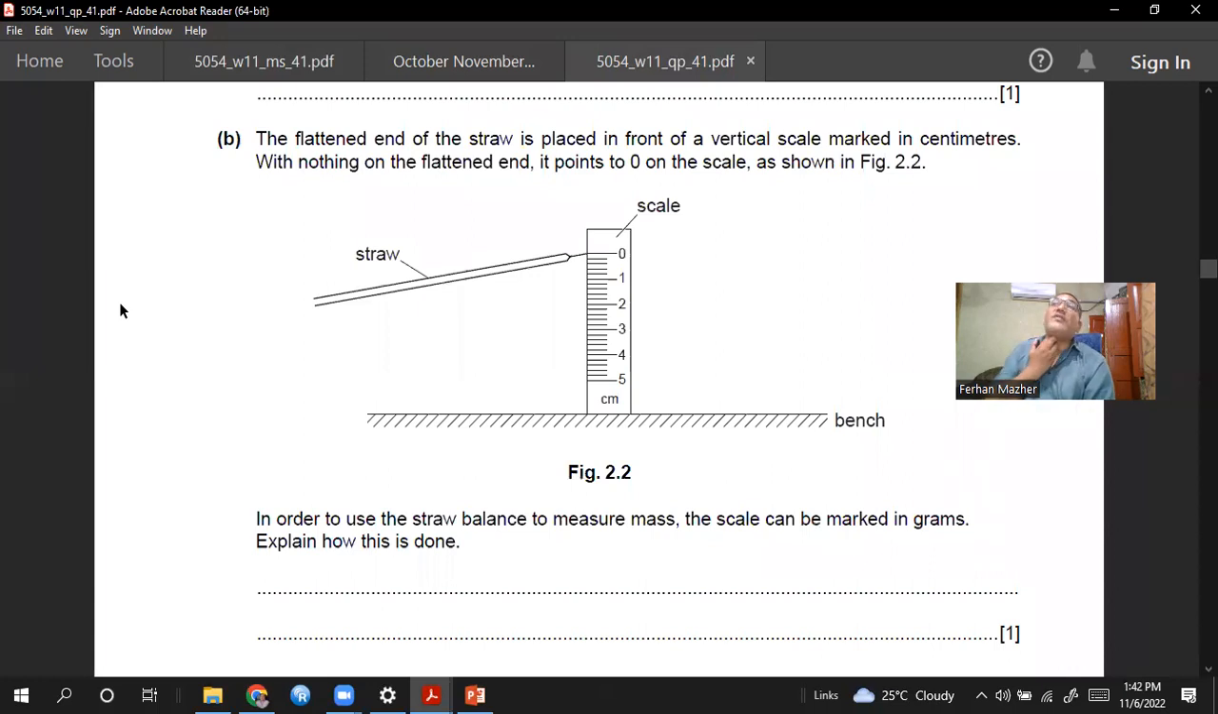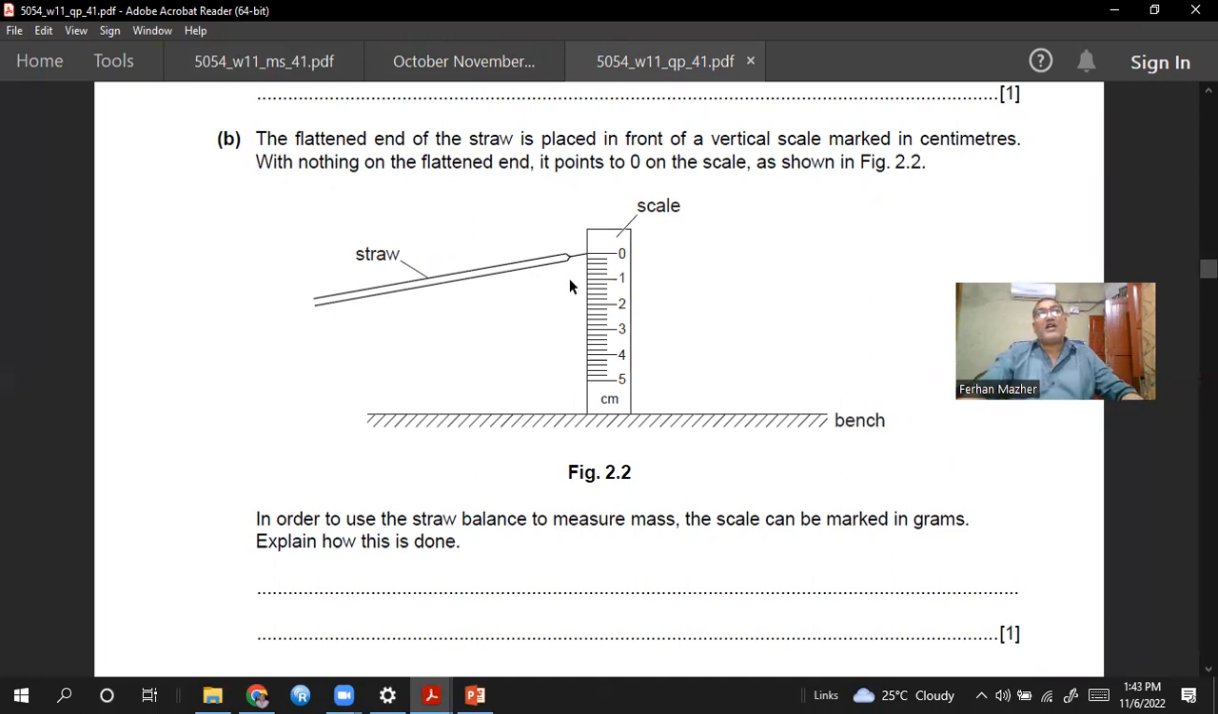So what we will do, we will take some objects whose mass we already know. For example, you take an object whose mass is 1 gram and you know already that its mass is 1 gram. You take an object whose mass is 2 gram. You take the object whose mass you already know. Okay? So you will place that object here on the flat end, and obviously this will go down. So for example, I put here a mass of 1 gram. So what will happen?